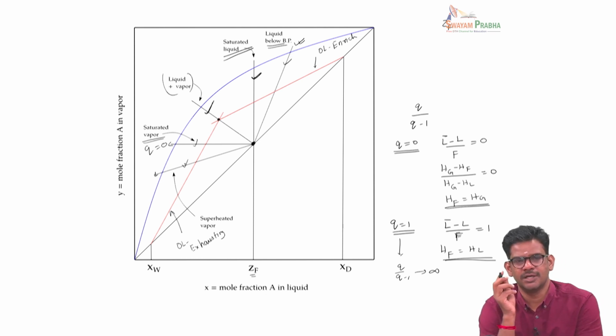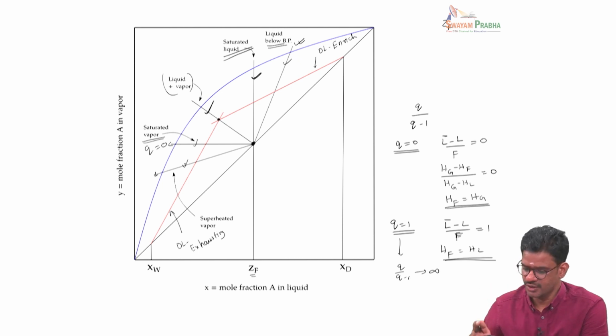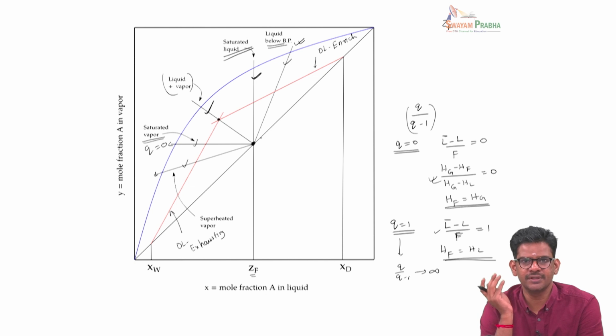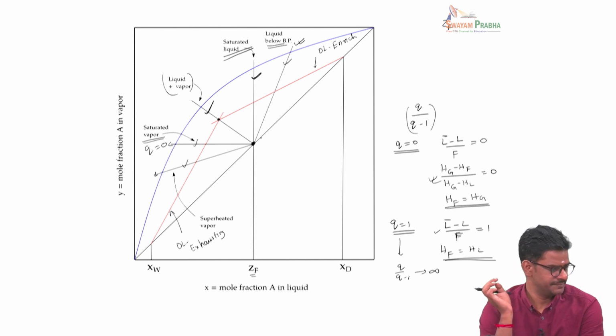The way to draw the q line is to find out the value of q based on the enthalpies. Once we know the enthalpies, we can calculate q. From q we can get the slope of the q line, and then we know one point on the 45 degree line, and with the known slope we draw these lines. These are possible q lines, and the q lines are those which give the locus of intersection of the operating lines, the exhausting and enriching operating lines.